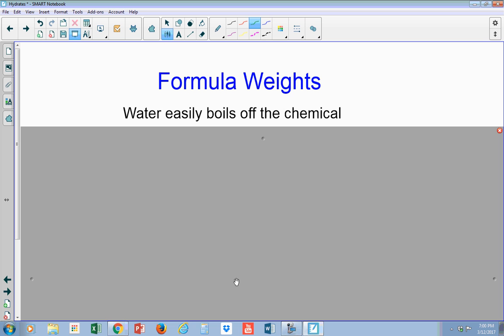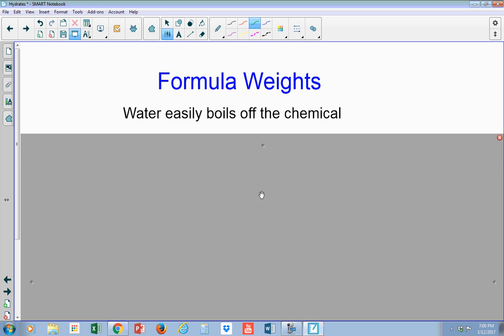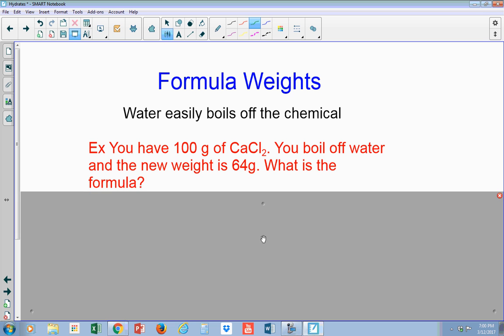Now the good news is it's pretty easy to remove the water. Since it's a loose chemical bond, you can just go ahead and heat it up, boil it off, and then you're left with the anhydrous portion. And because we can weigh these things, we can easily figure out how many water molecules it must have been. So let's go ahead and try an example. What if I have 100 grams of calcium chloride? And it's a hydrate, but I'm not going to tell you how many water molecules.